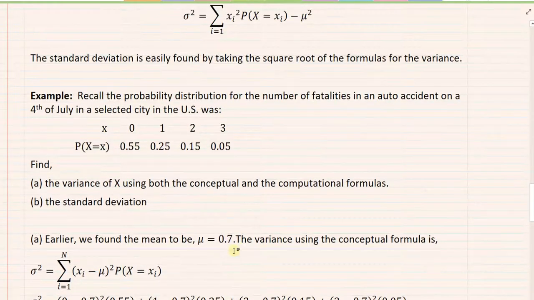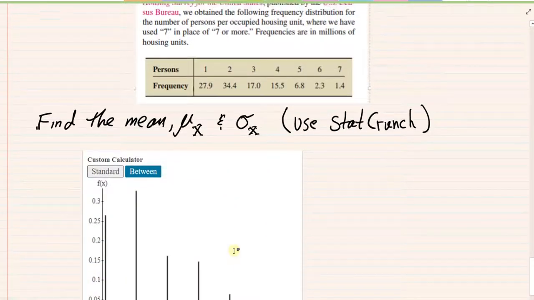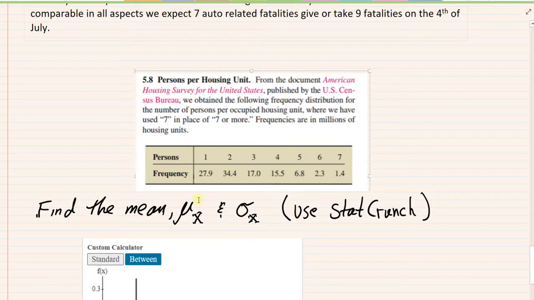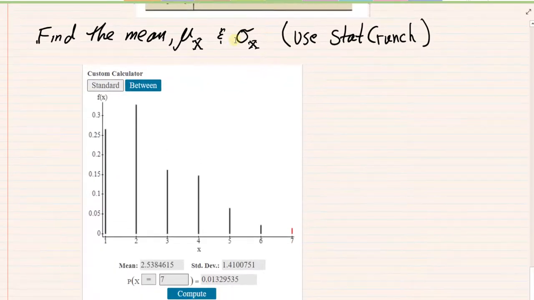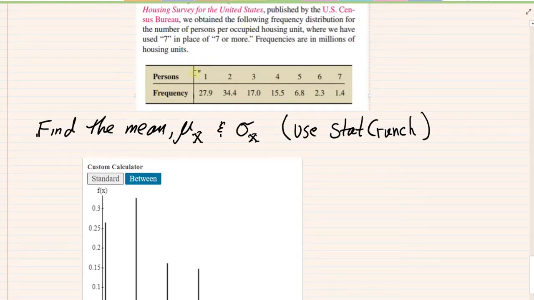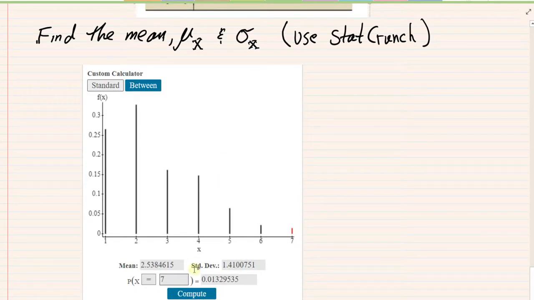And oh, I'm sorry, this was not accidents. Sorry, this is the number of housing units. I'm still thinking of my own example. Sorry about that, folks. So let me clarify. These are the number of people living in a housing unit. So we expect 2.5 persons live in a housing unit.